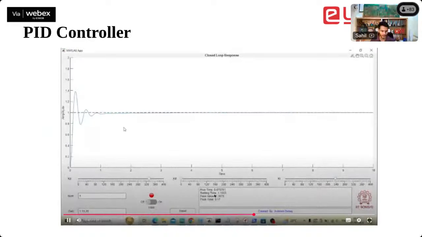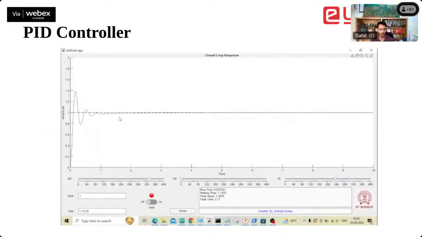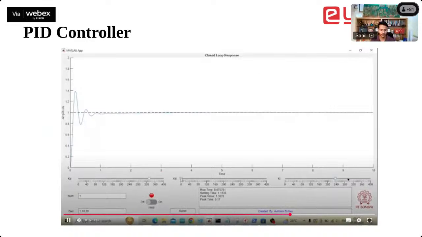So there are three particular sliders. This slider shows your KP, this shows the KD, and this shows the KI. After toggling them, you can see what output we get.